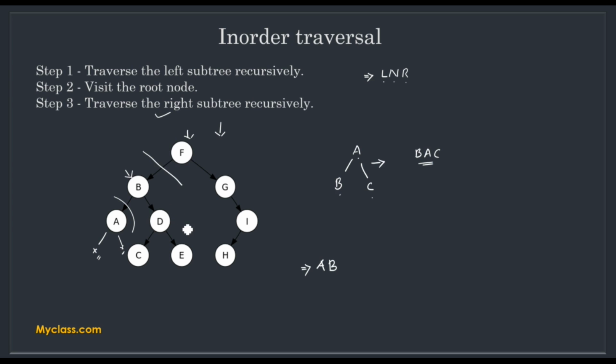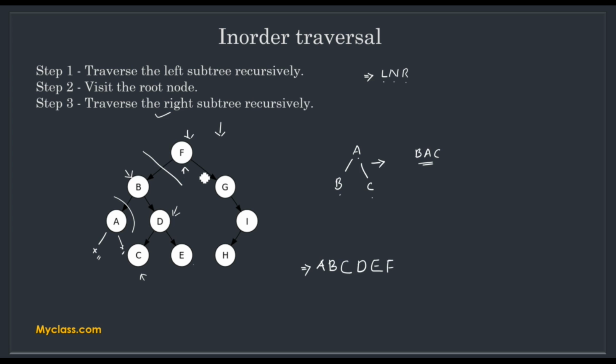So now we are considering this subtree, D, C, E. D has one left child and one right child. So the inorder traversal of this right subtree is like this. When we are considering this root node, first we traverse the left subtree, the left child. So we are considering C first, then root node D, then the right child E. After this, the left part of F is finished.